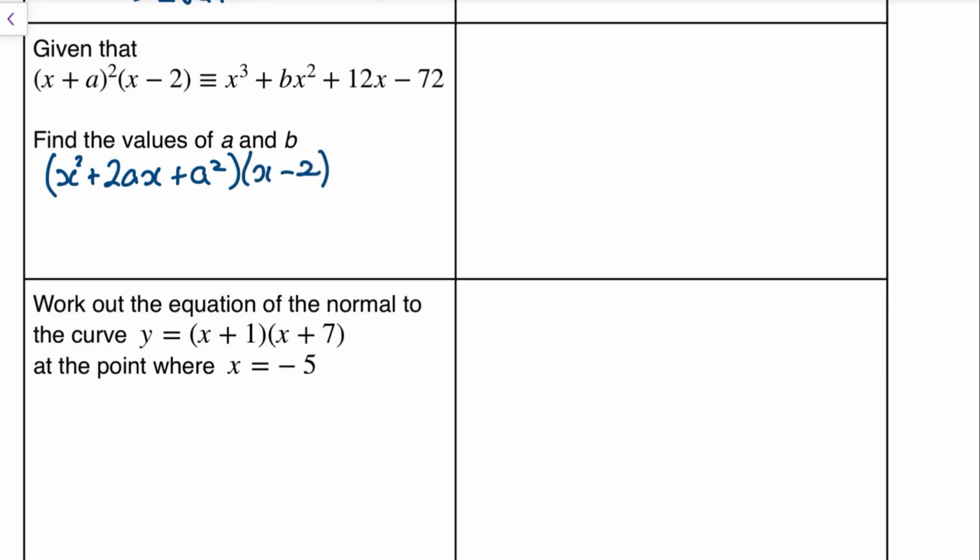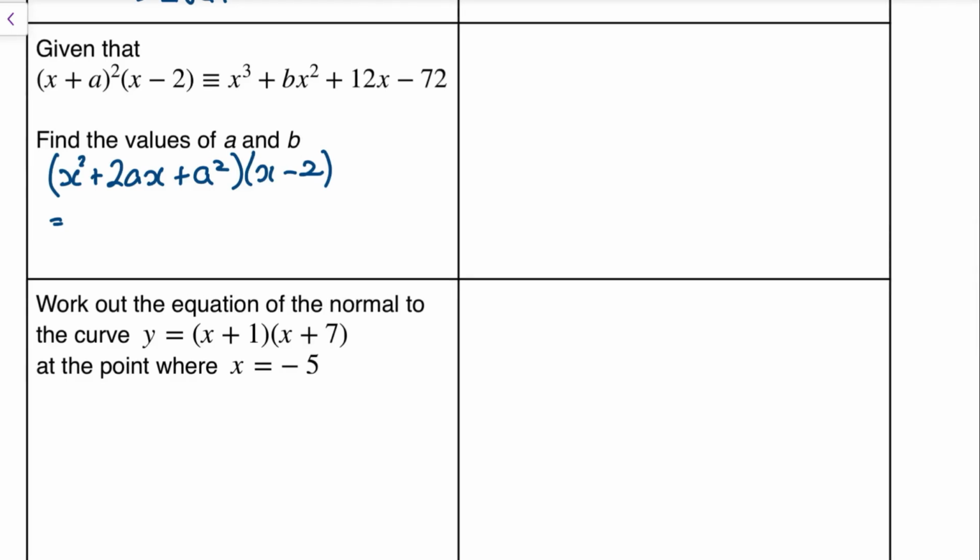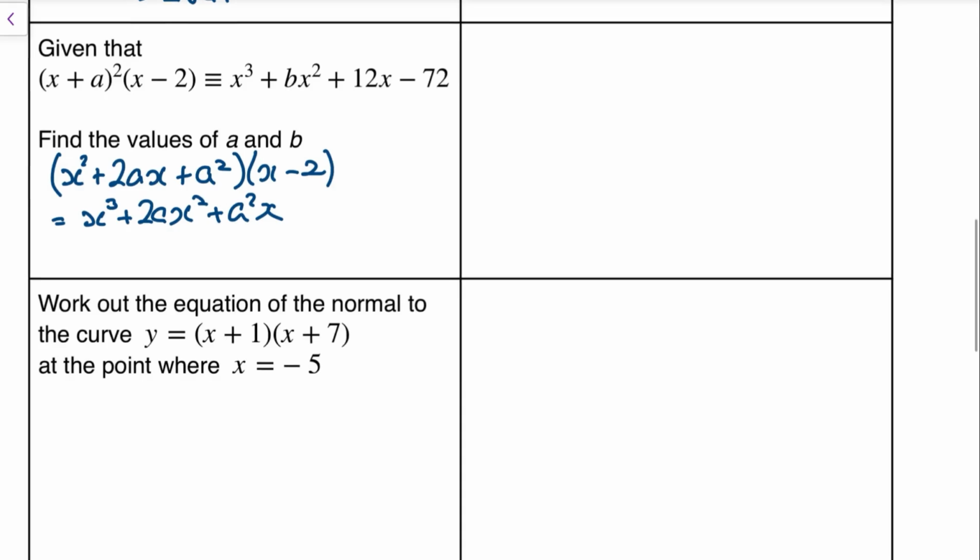Now you may have seen me do this before, but when I do this, I tend to keep the powers in a line. So let's show you what I mean. So x times x squared is x cubed. x times 2ax is 2ax squared, and x times a squared is a squared x. And then I'm going to multiply everything by minus 2, so that's minus 2x squared, minus 4ax. And this can be really messy, I've just realised what the coefficients are going to be. And then minus 2a squared.